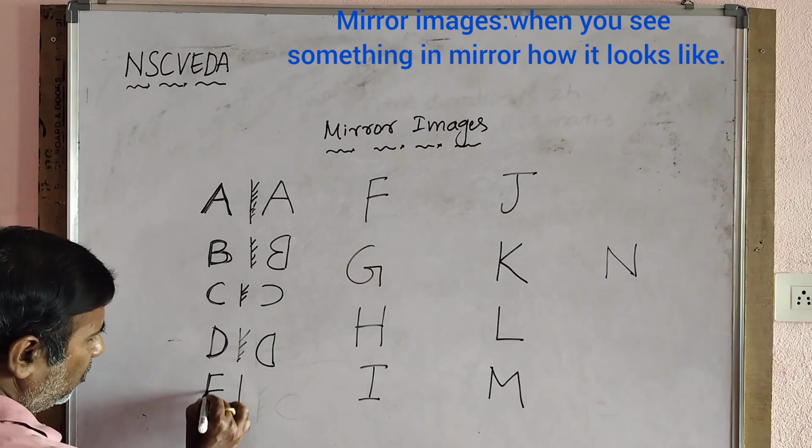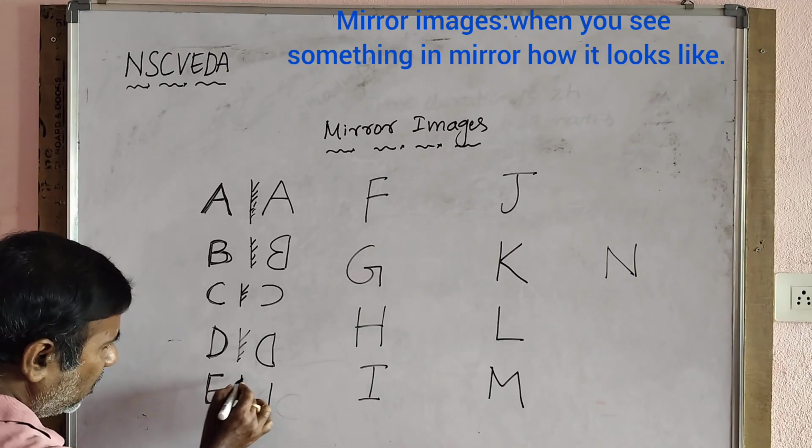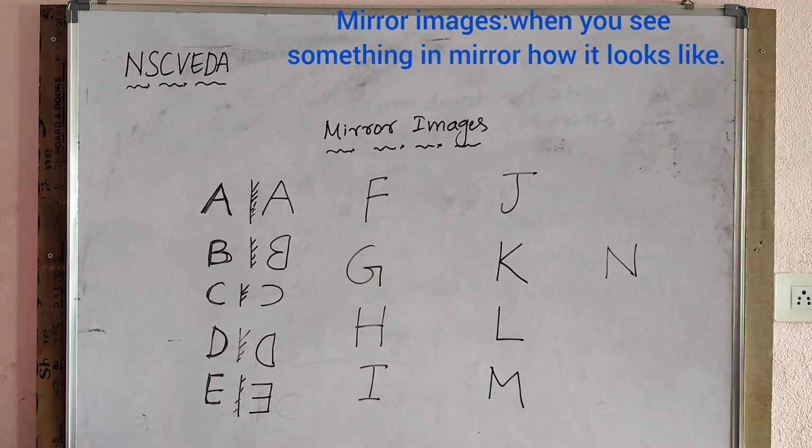Next, you see you have straight lines. These three sleeping lines are towards the mirror. Draw them towards the mirror. I hope you are understanding. Next, F.